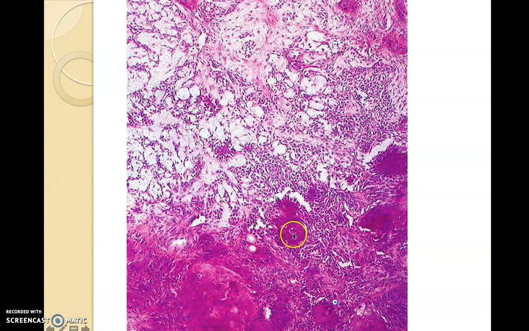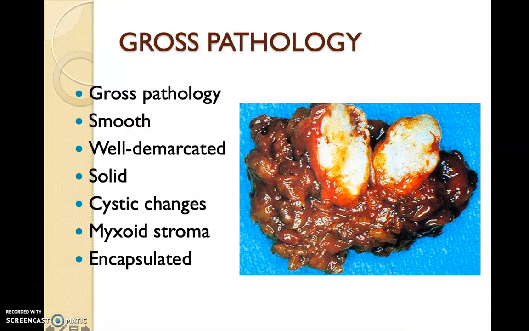So this is another one. Okay, the cells are over here, but it's not plenty. Okay, so the gross pathology, if you take the mass out, what you are going to see, usually it will be smooth, well demarcated because it's encapsulated. It will be solid because it's some sort of neoplasm. It might have a little bit of cystic changes. You can see the stroma a little bit myxoid. Myxoid is pinkish in color. But in gross pathology, you cannot see it's pink, and it is encapsulated.